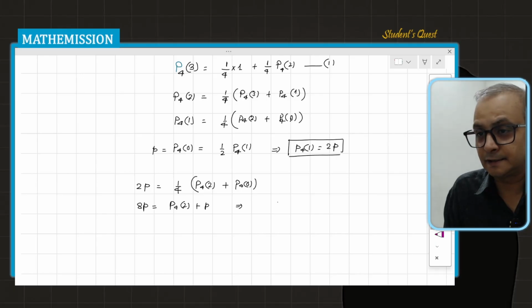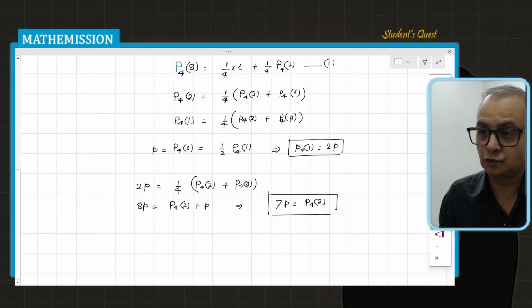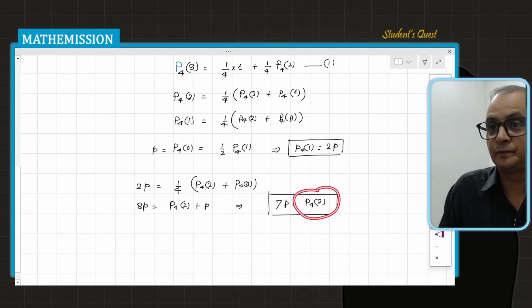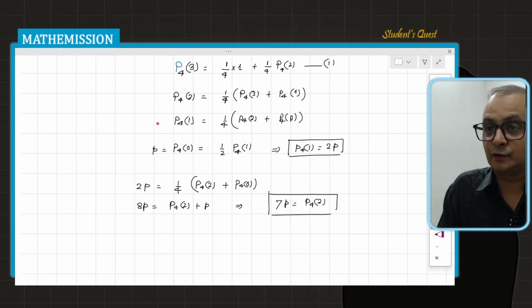So what I got, this step is 7P is equal to P42. It means if somebody asks what is the probability of getting the frog to position number 4 from 2, that is equal to 7P. It means if somehow we get the P, we can also find the probability of getting to position number 4 from any position n. So this we got. Again we will substitute this P42 in this equation, which I've already used. So P42 is 7P.